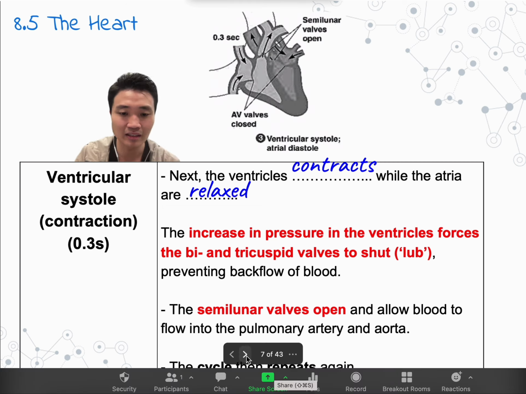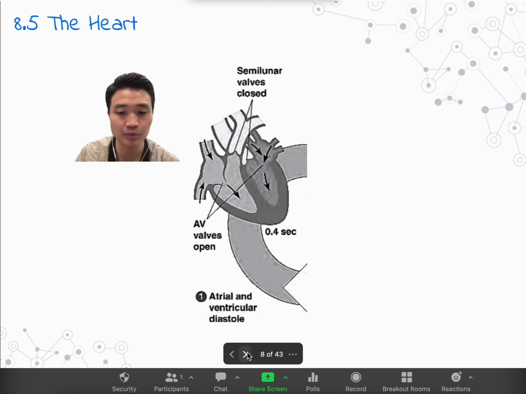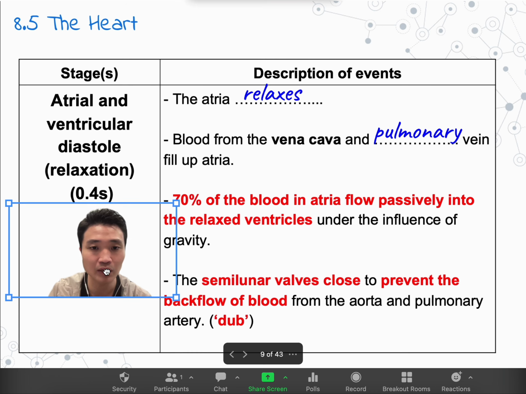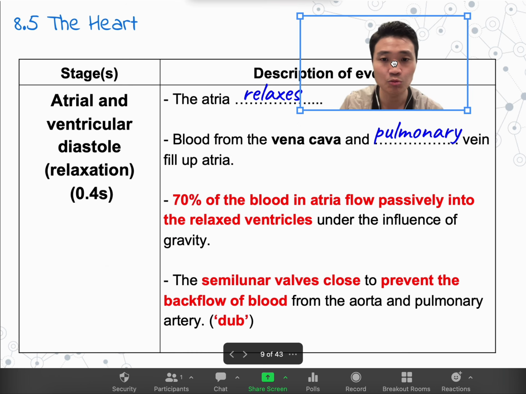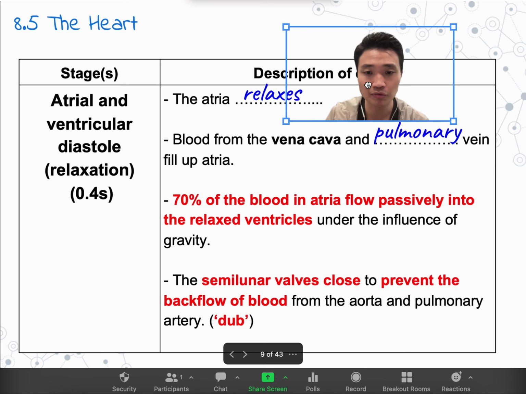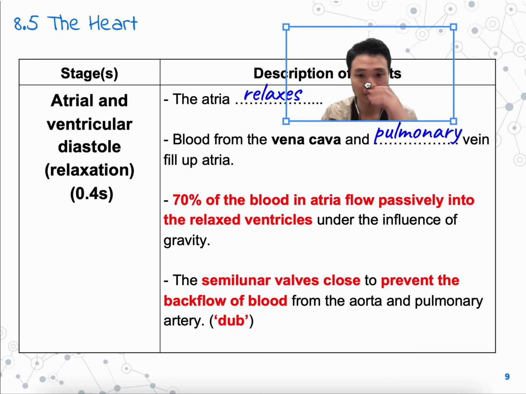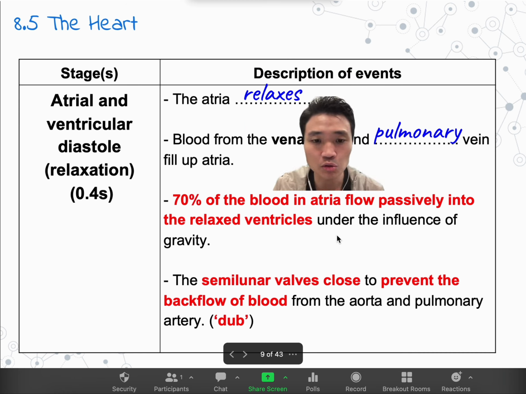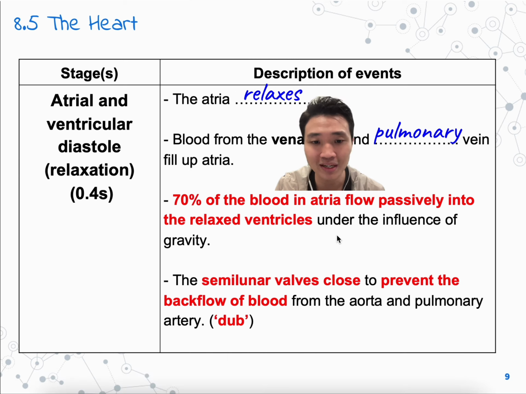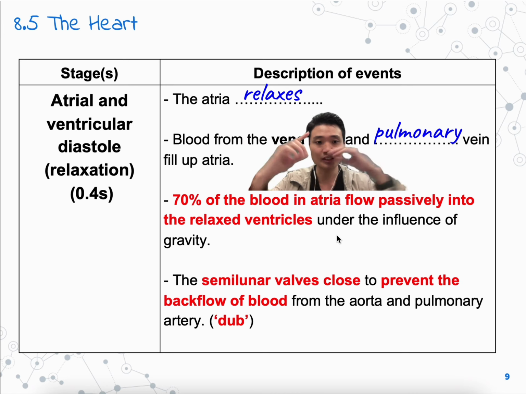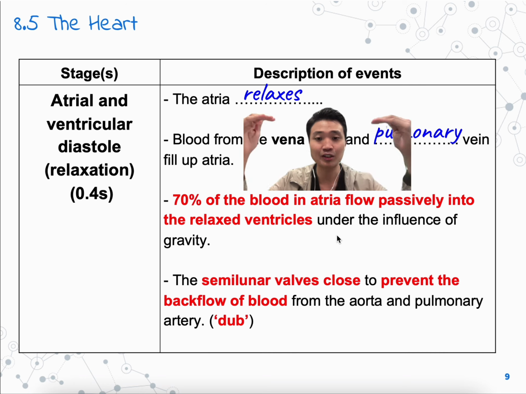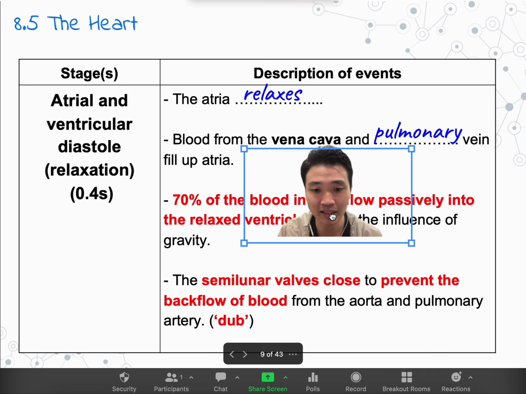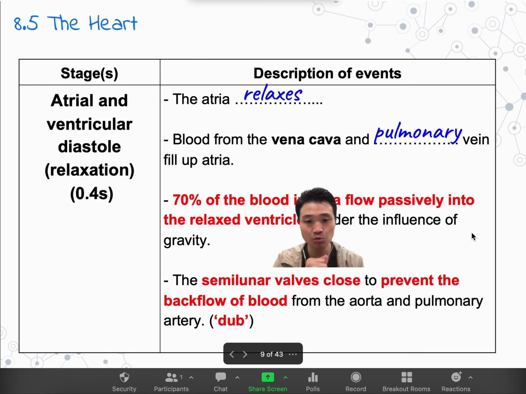And then the last and final step: everything relaxes, atrial and ventricular diastole. The atria will relax, so blood from the vena cava and the veins will fill up the atrium. What we need to know at this part is what is highlighted in red. 70% of the blood in the atria flows passively into the relaxed ventricles. So when everything relaxes, the first step is blood flowing from the atrium to the ventricles, 70% of it. And the semilunar valves have to close to prevent the backflow of the blood.